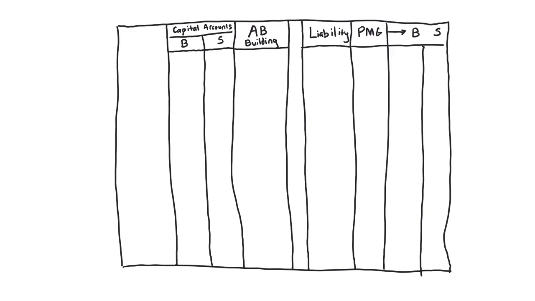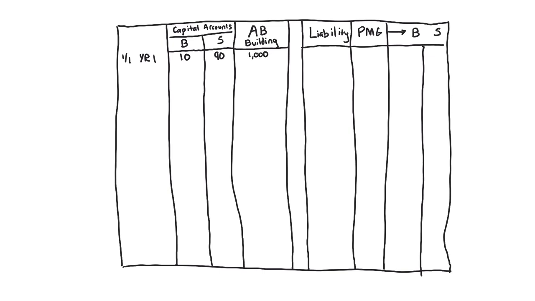All right. So we're starting with January 1st, year one. Okay? January 1st, year one. The balance. So going back to our facts, and I just remember these facts, but if you need to go back to the facts, that's fine. You can stop the video and go back. We got capital accounts, right? Our starting capital accounts, B contributed $10 and S contributed $90. The adjusted basis of the building is $1,000.